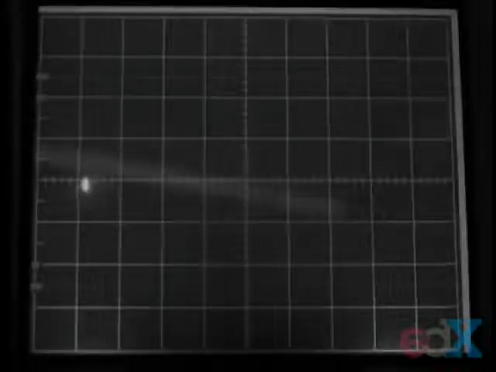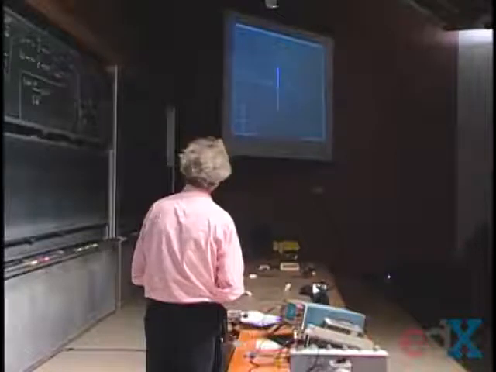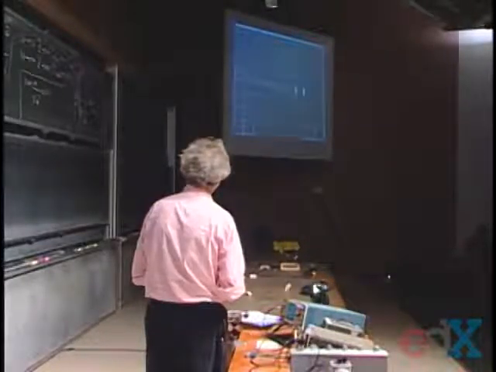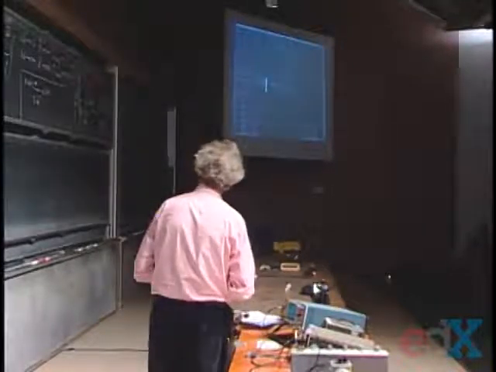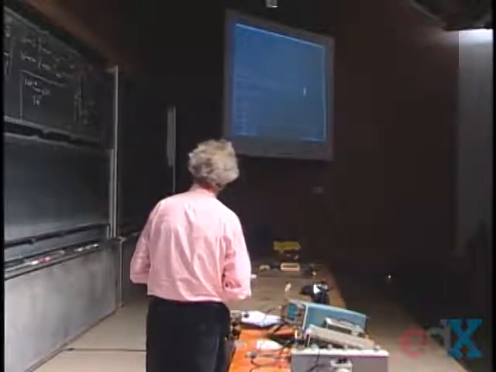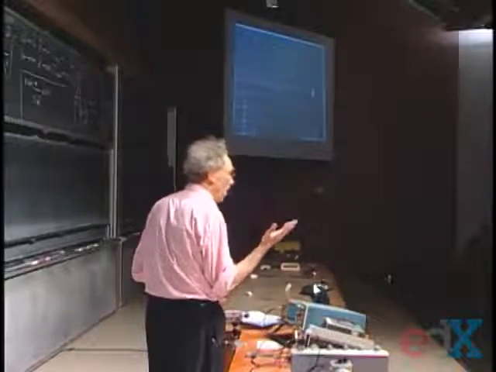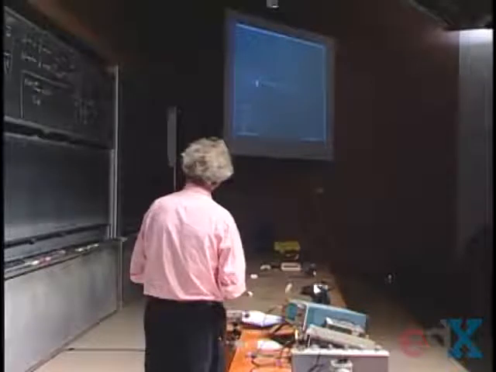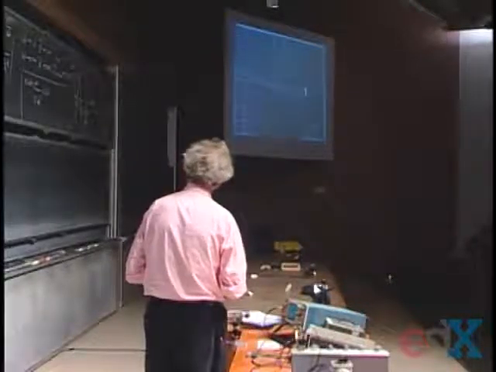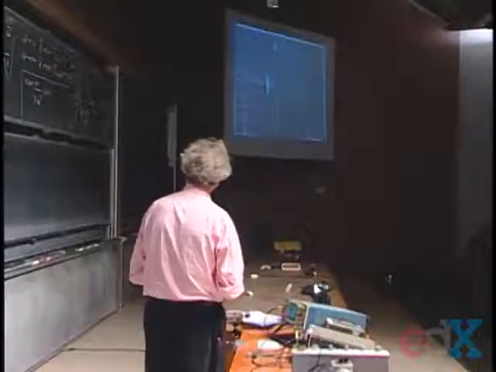And notice that the resonance frequency is now at a lower value, it is here. Also notice that the peak value at resonance has not changed, because the peak value at resonance, you see on the blackboard here, is V0 over R. So as long as I don't change R, that doesn't change. It's only the frequency that changes. Omega 0 is 1 over the square root of LC. That changes. It is now here.